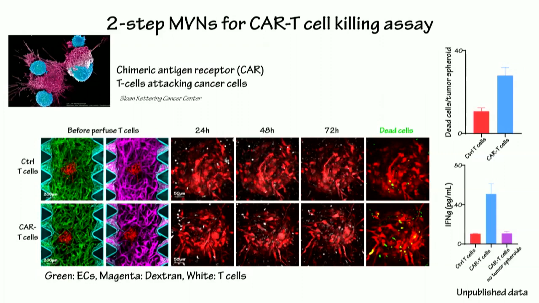The white color, those are either the control T cells or the CAR T cells. We can detect how the T cells interact with the tumor cells. And then we can keep culturing them over more than 72 hours. And eventually we can stain the dead cells, and then we can evaluate the killing efficiency of this particular CAR T construct. And also we can collect the supernatant conditioned medium from the device, and then we can see how those T cells secrete cytokines to evaluate the T cell response.